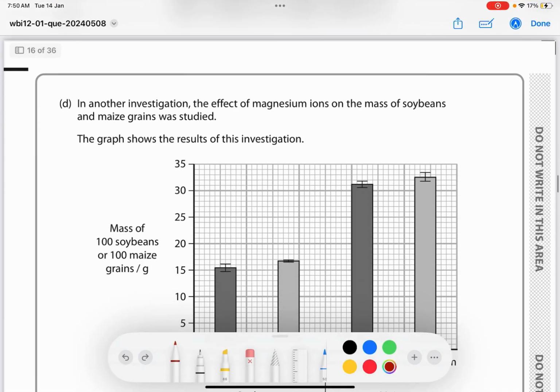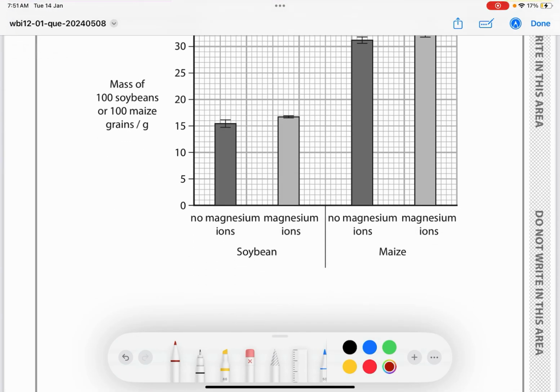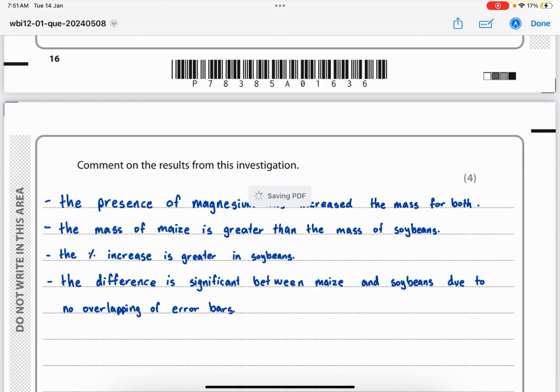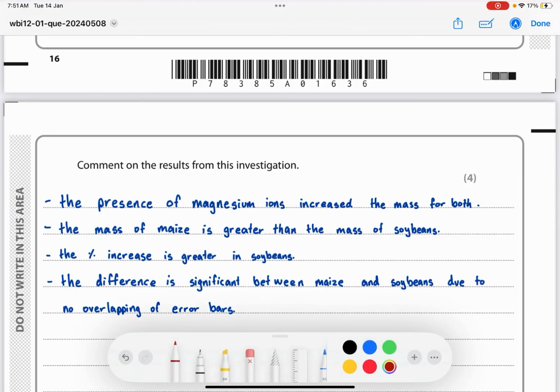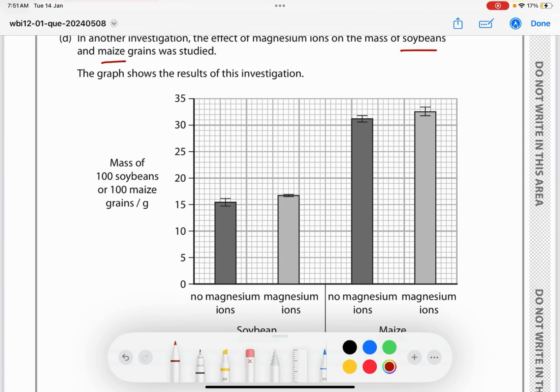It's pretty self-explanatory. So next part, in another investigation, the effect of magnesium ions on the mass of soybeans and maize grains was studied. So now we have soybean and maize. The graph shows the results, as we can see. Let's move on. It says comment on the results from this investigation. So the first comment is the presence of magnesium ions increased the mass for both. As we can see over here, there was an increase. Here, there was an increase. So yeah, the presence of magnesium ions definitely did cause an increase in both soybean and maize.